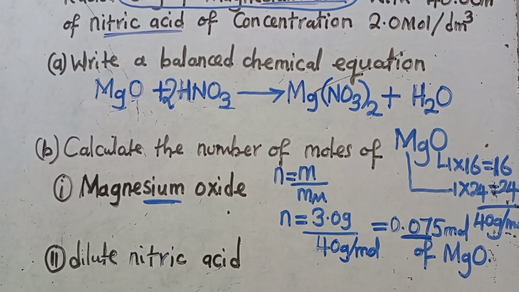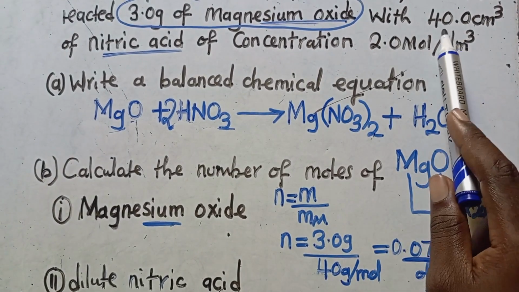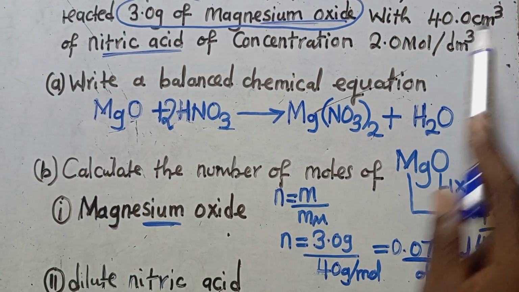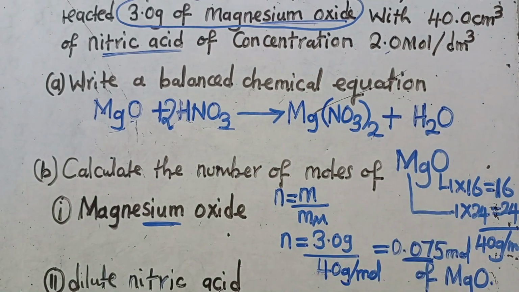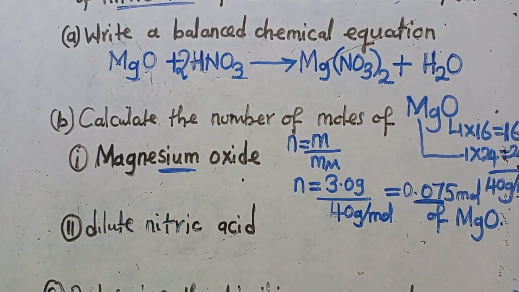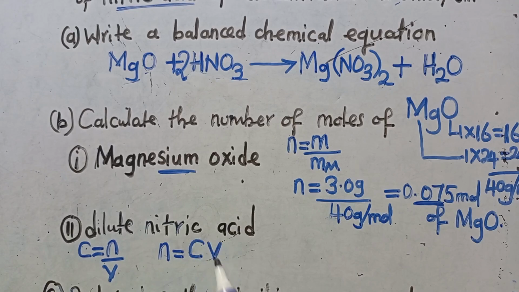So if I understand the question very well, they are telling me to say that if this magnesium oxide was reacting with 40.0 cubic centimeters of nitric acid with concentration of that, since they have mentioned the keyword concentration, I'm going to use the formula for concentration, where I know that concentration is equal to number of moles over volume. So if I want to find the number of moles, this is same as number of moles is equal to concentration multiplied by volume. This is what I need to do.